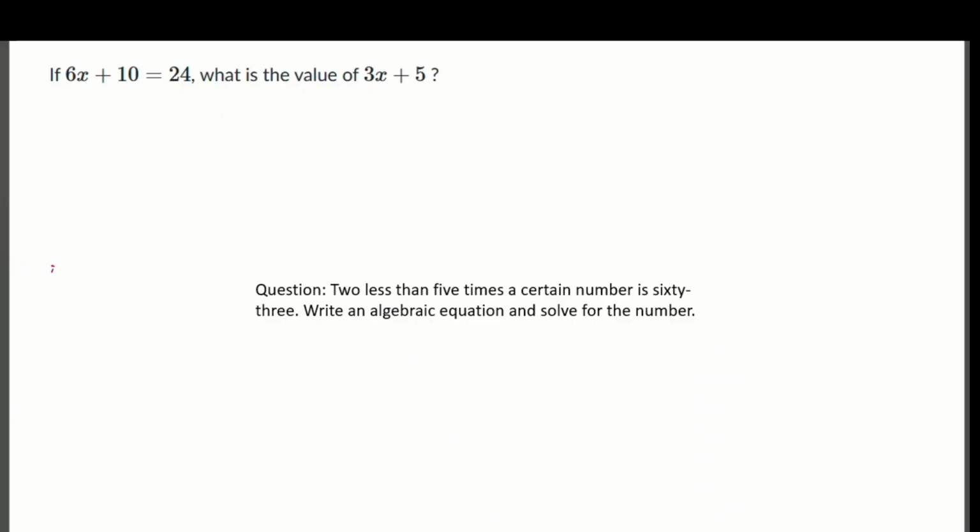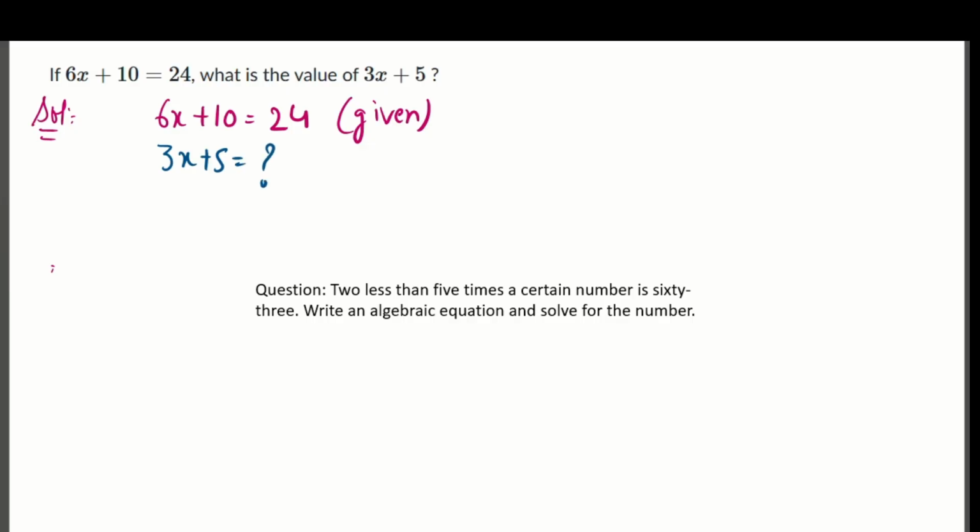So now let's discuss this question. 6x plus 10 is equal to 24. What is the value of 3x plus 5? So we know that this is the given equation, 6x plus 10 is equal to 24, and we have to find the value of 3x plus 5.